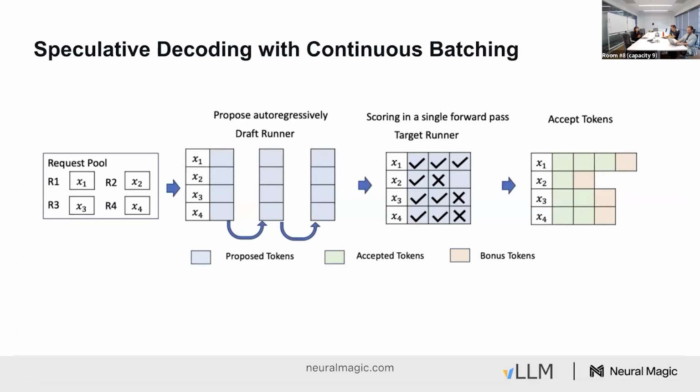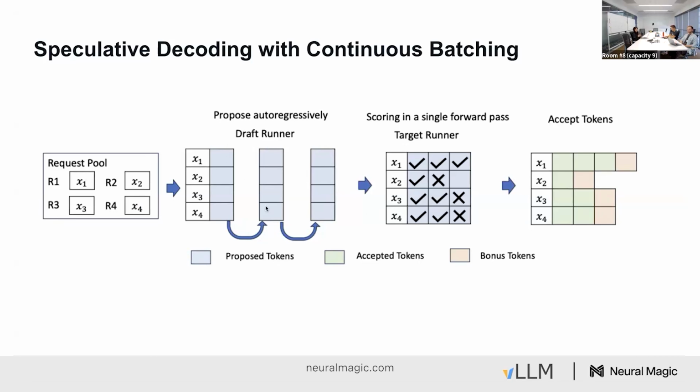But vLLM is a system with continuous batching. vLLM will batch different requests in a single batch so that it can increase the system's throughput and utilization. So how does speculative decoding work with continuous batching? At a high level, we have 2 runners in vLLM. The first one is the draft runner, which is responsible for running the small model. And we also have the target runner, which is responsible for running the large model.